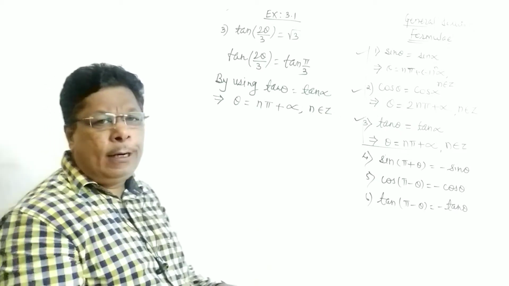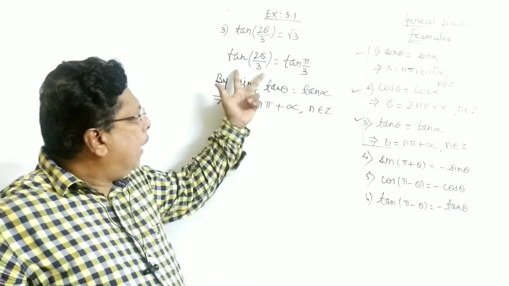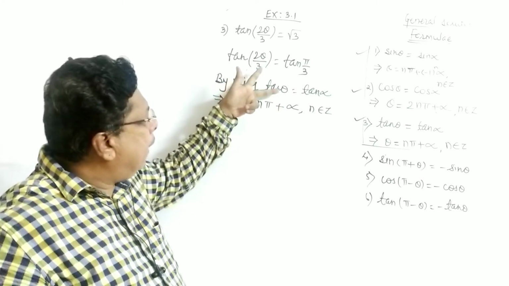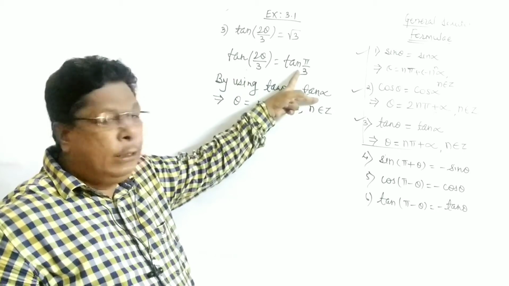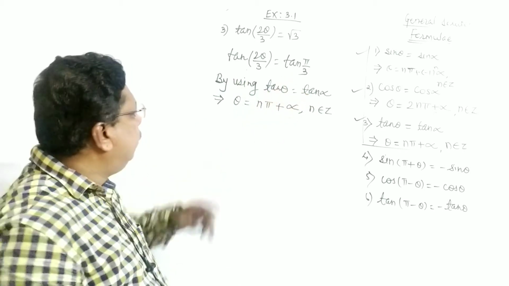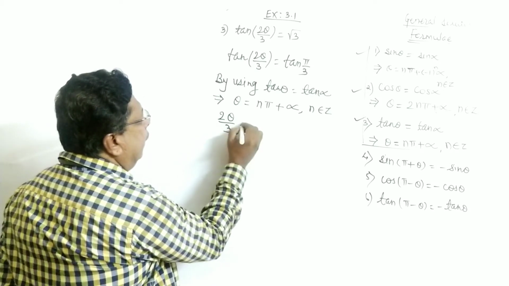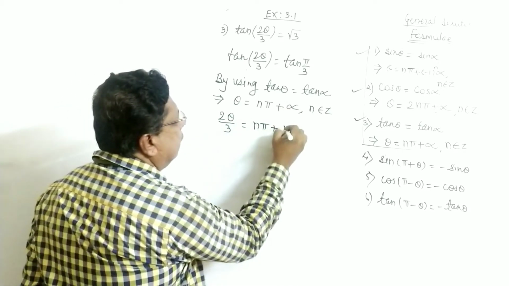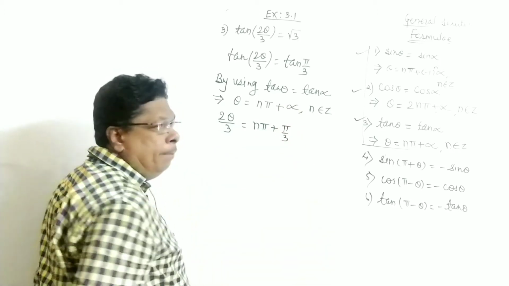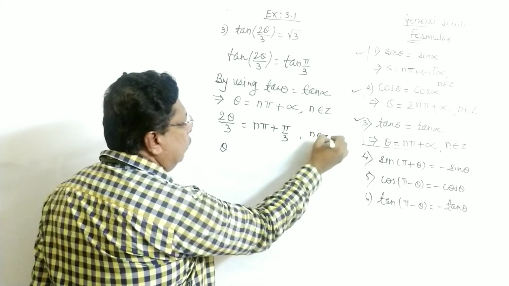Now in this case, what is the value of theta? Here tan theta equal to tan 2 theta by 3. It means theta is equal to 2 theta by 3 and alpha is equal to pi by 3. So substitute the values. This becomes 2 theta upon 3 is equal to n pi plus alpha, which is pi by 3. Now simplify this. Here n also belongs to Z.